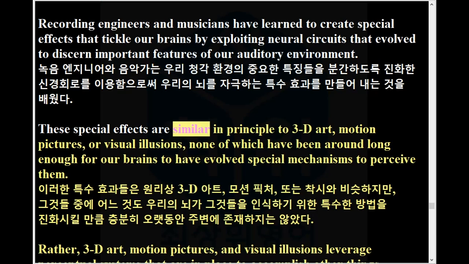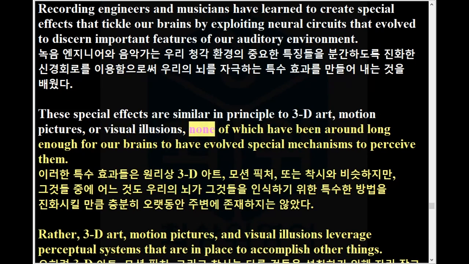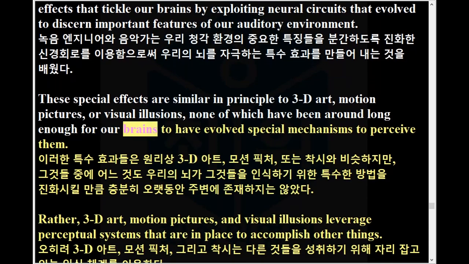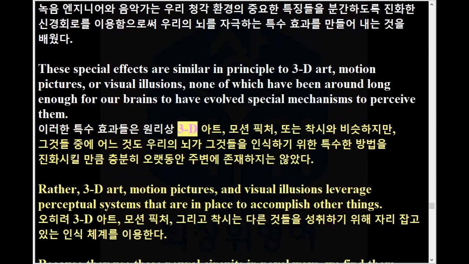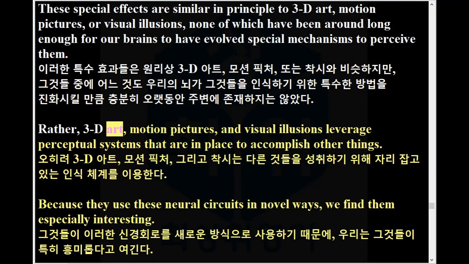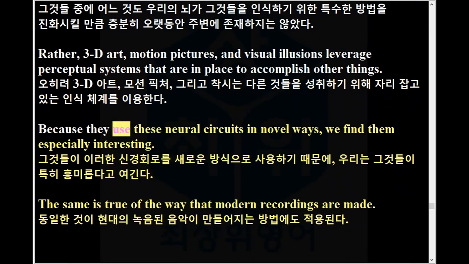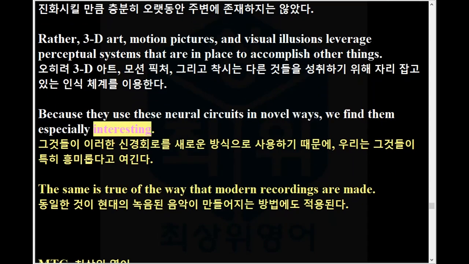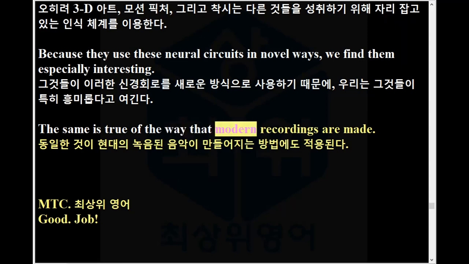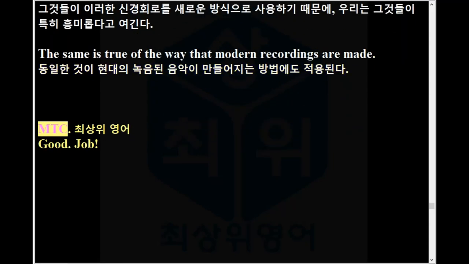These special effects are similar in principle to 3D art, motion pictures, or visual illusions, none of which have been around long enough for our brains to have evolved special mechanisms to perceive them. Rather, 3D art, motion pictures, and visual illusions leverage perceptual systems that are in place to accomplish other things. Because they use these neural circuits in novel ways, we find them especially interesting. The same is true of the way that modern recordings are made.